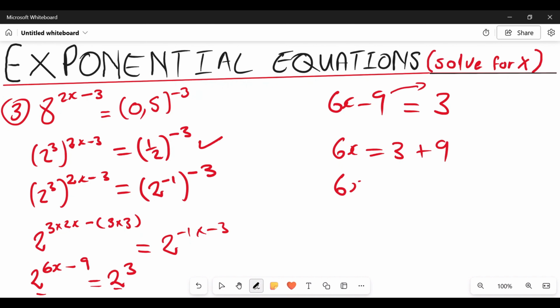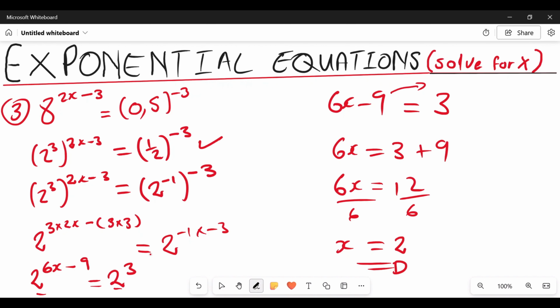Now we have 6x is equaling to 12. And then we divide by 6 throughout them, and then we have x, and then on the right hand side we know that 12 divided by 6 is going to give us 2. So x is equaling to 2.